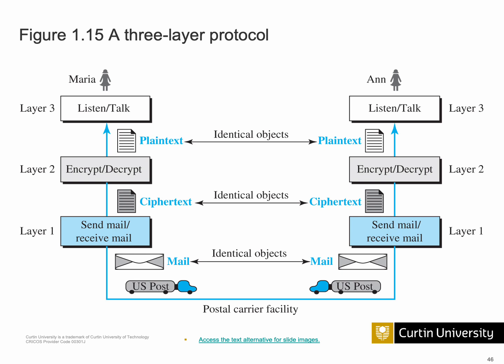Then at Anne's side, the 1st layer machine picks up the letter from Anne's mailbox, recognizes that the letter is from Maria because it has the sender address. Then the machine takes out the ciphertext from the envelope and delivers it to the 2nd layer machine. The 2nd layer machine decrypts the message, creates the plain text, and passes this plain text message to the 3rd layer machine. The 3rd layer machine takes the plain text and reads it as though Maria is speaking.